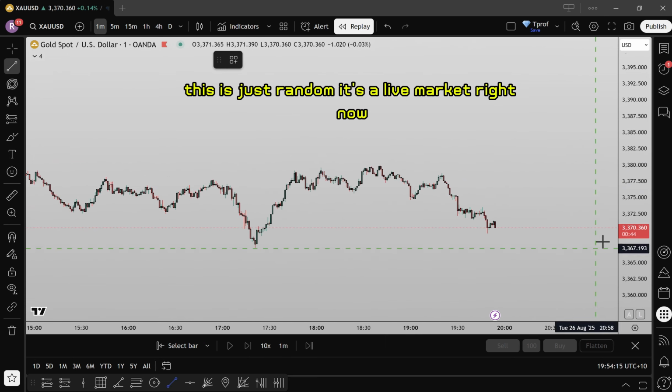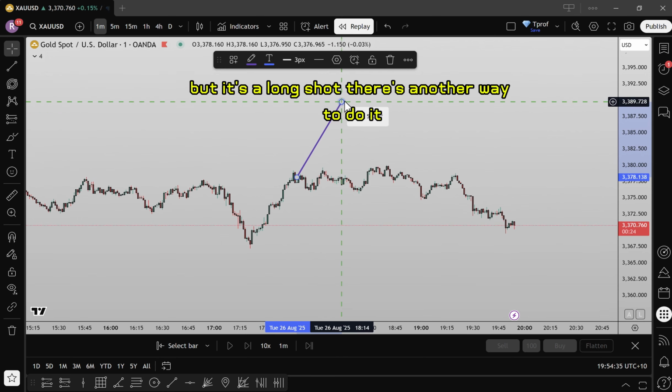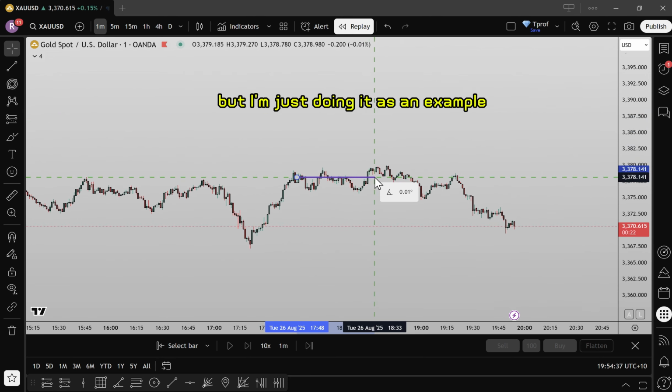So this is just random. It's a live market right now. So this amount of price that was spent rising here is sometimes, most of the time, equivalent to one of these prices. It's not most of the time, it's every time. You just have to figure out which one. So I have other methods to figure it out, but it's a long shot. There's another way to do it, but I'm just doing it as an example.